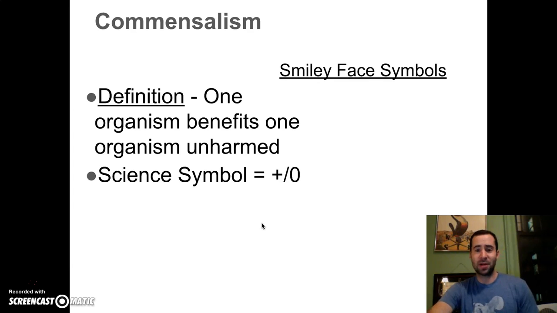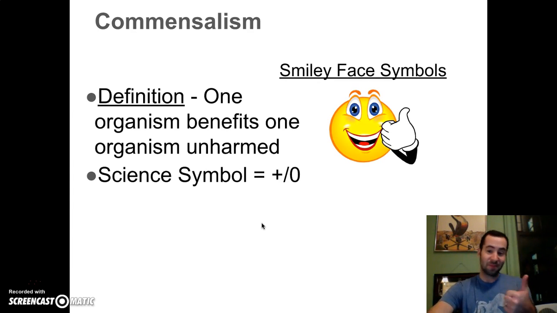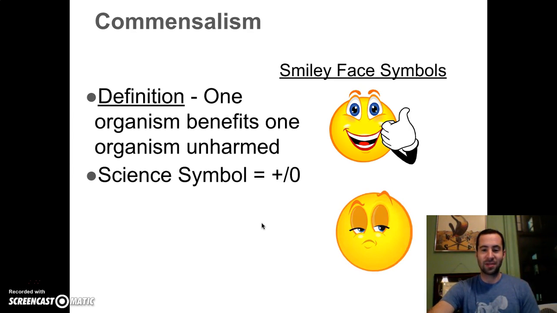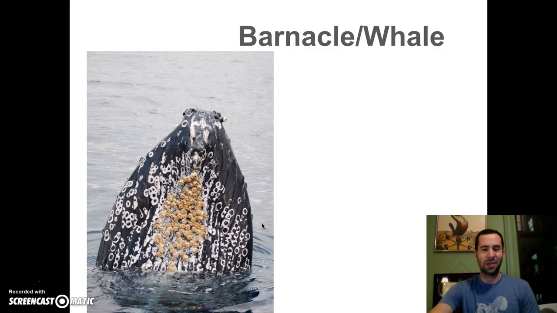We can represent this also in smiley face symbols just because it's fun. So one organism, thumbs up, is excited, it's benefiting, and here's this other organism that's kind of like, meh, whatever. So that's commensalism. One benefits, one is unharmed. So here's a couple examples. First example is the barnacles on a whale. And the barnacles are all of these things that you see right here. Now these barnacles get a free ride and they get to filter the water that the whale is moving around, and the whale doesn't really get bothered that much.